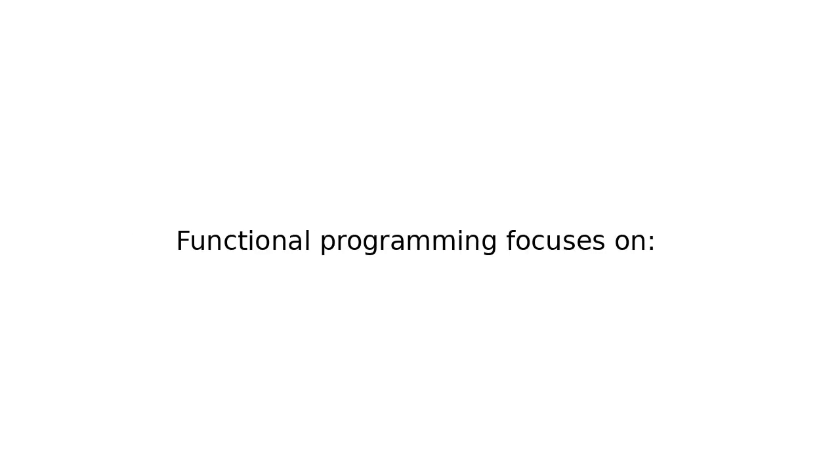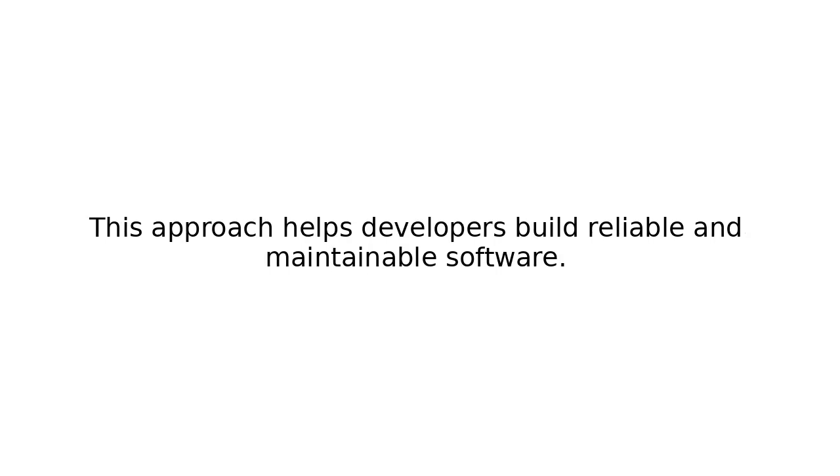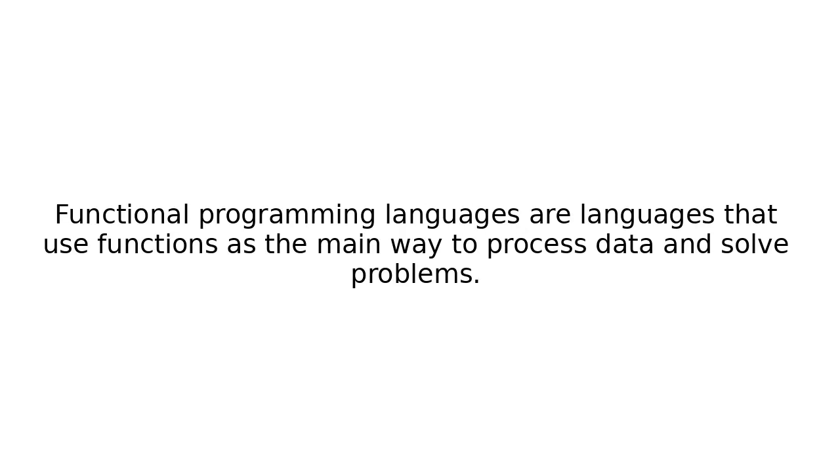Important point. Functional programming focuses on functions, data transformation, predictable outputs, minimal side effects. This approach helps developers build reliable and maintainable software. Simple definition. Functional programming languages are languages that use functions as the main way to process data and solve problems.